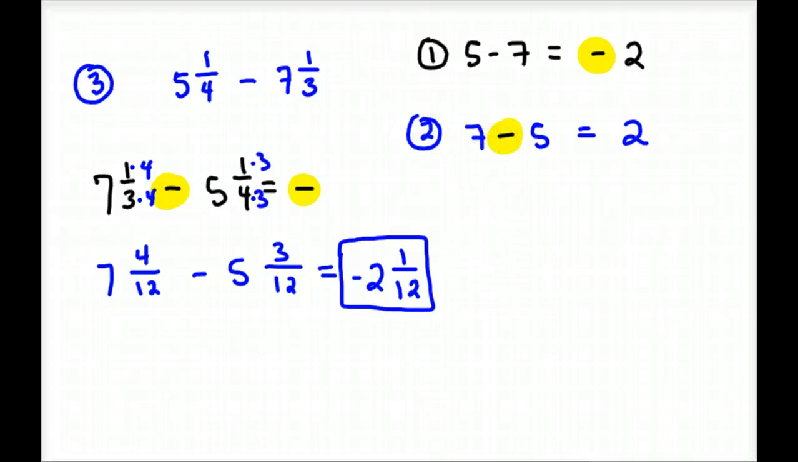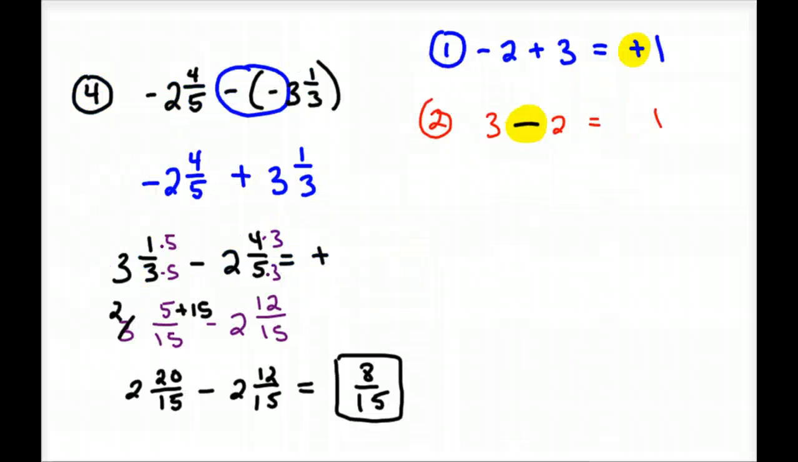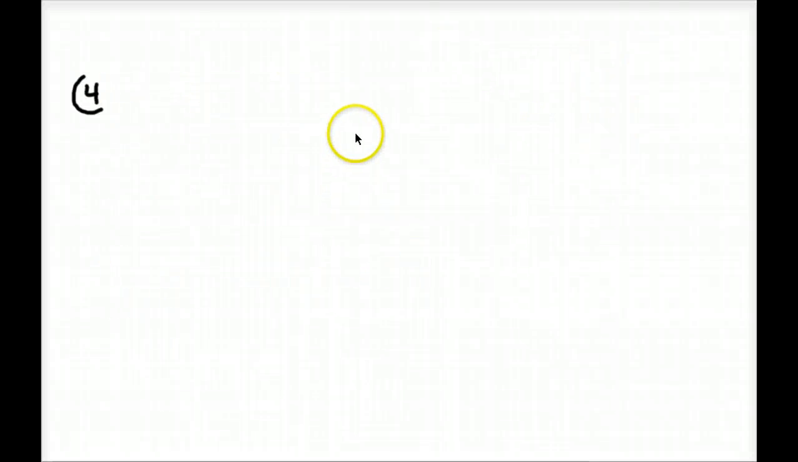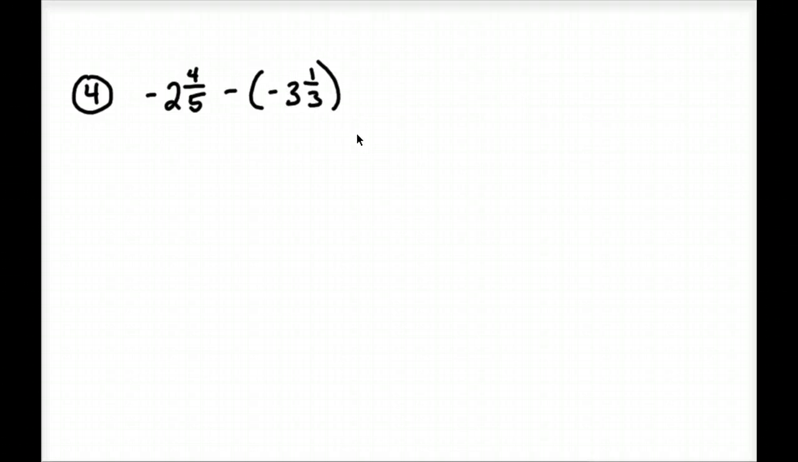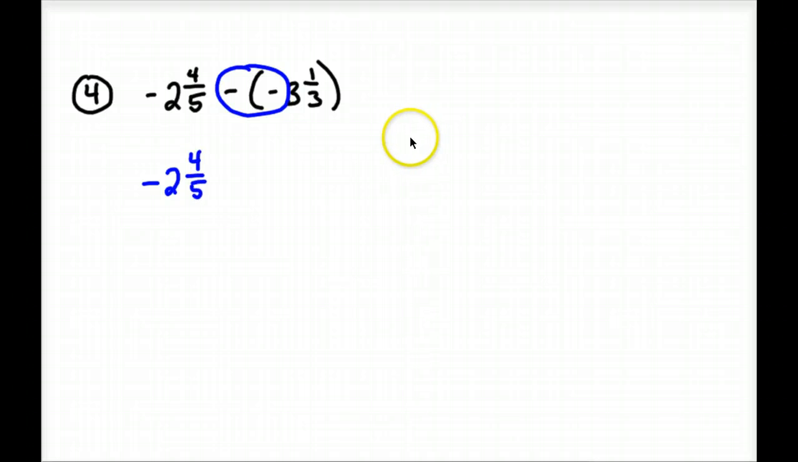And one final example. Example number 4. Negative 2 and 4/5 minus negative 3 and 1/3. Before starting, we should notice that we have two negative signs right next to each other. So let's rewrite this and correct that first. So negative 2 and 4/5, two negatives yield a positive, plus 3 and 1/3.